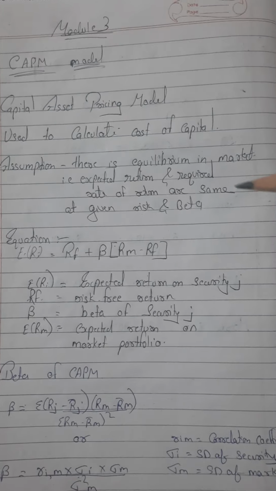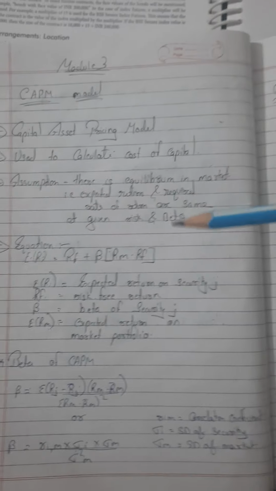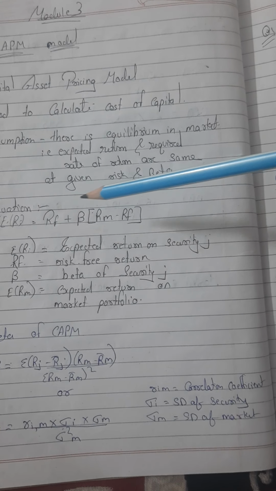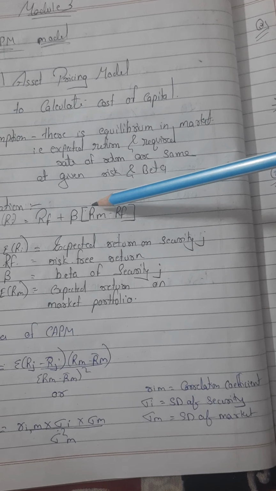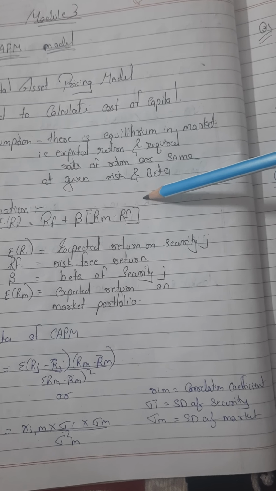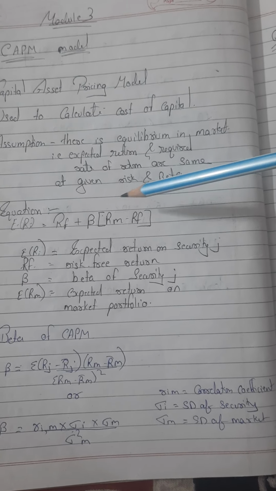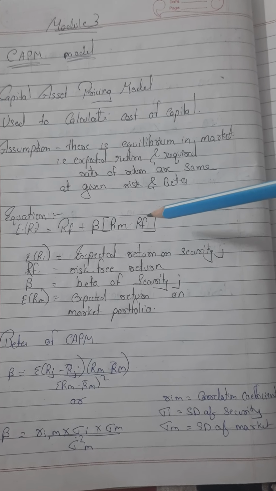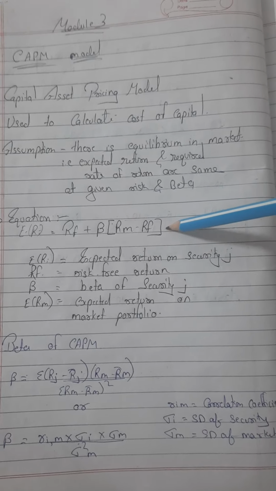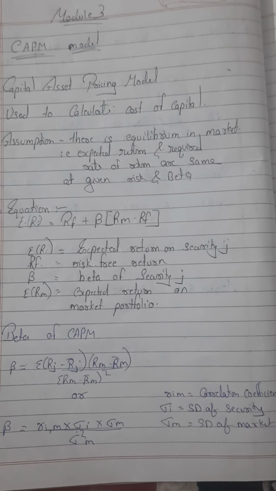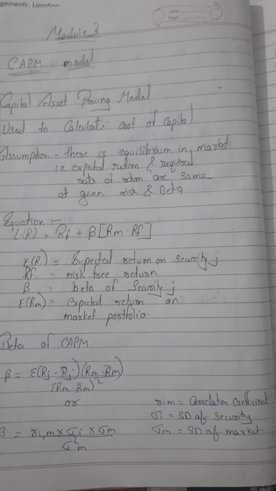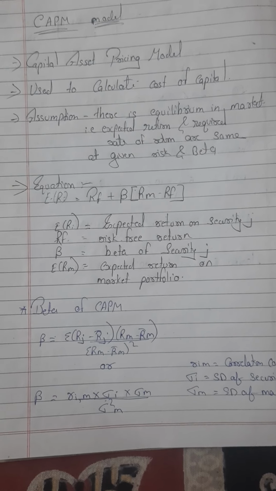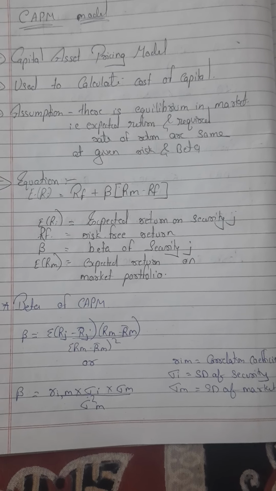The formula for the CAPM model is RF plus beta factor into (RM minus RF), that is, the risk-free rate plus beta factor into the difference between the expected return on market portfolio and the risk-free rate. RM minus RF is also generally known as the risk premium. If the risk premium is stated in the question, then RM minus RF is directly given.